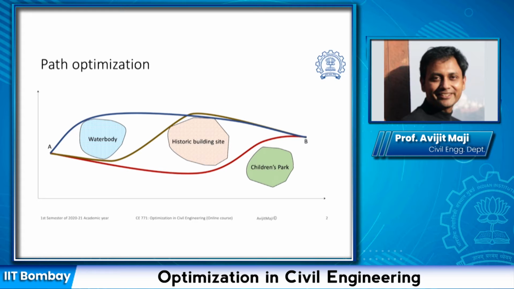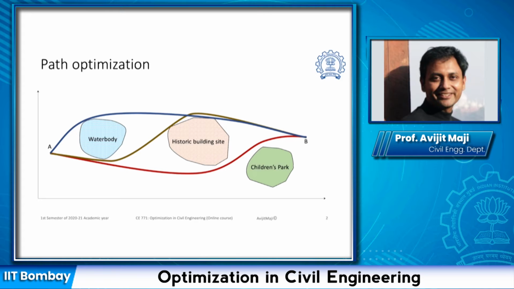In this particular example, we are looking into the horizontal alignment, which is in the X and Y plane. If you are looking into the horizontal alignment, we are required to bypass the obstructions. And if you want to bypass the obstructions, we cannot have, in this particular case, a very straight alignment connecting A and B. Rather, we need to have a curvilinear alignment to avoid these obstructions.